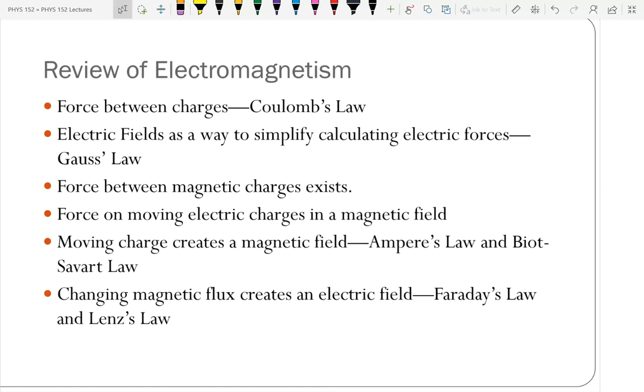The purpose of the electric field was to make life easier in calculating the forces due to a charge in the presence of a collection of charges. That was the purpose of the electric field. It's a force field to make it easier to calculate the force on a charge. And so that electric field was defined as the electric field vector is equal to the electric force, that's a F with a vector sign over it, divided by charge.